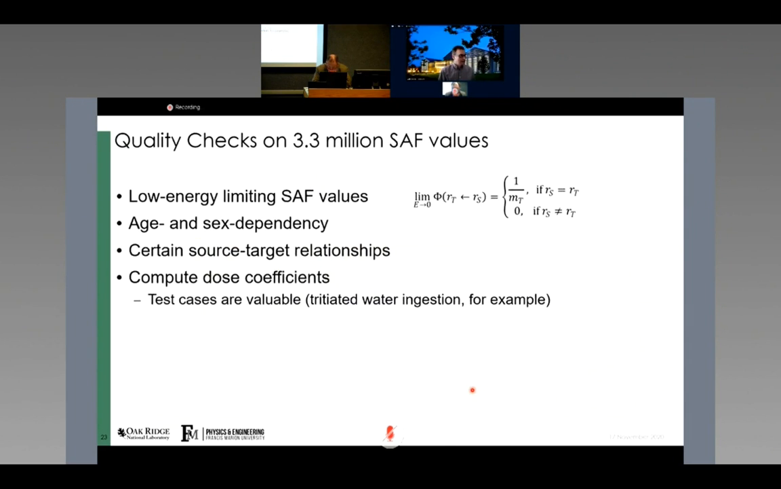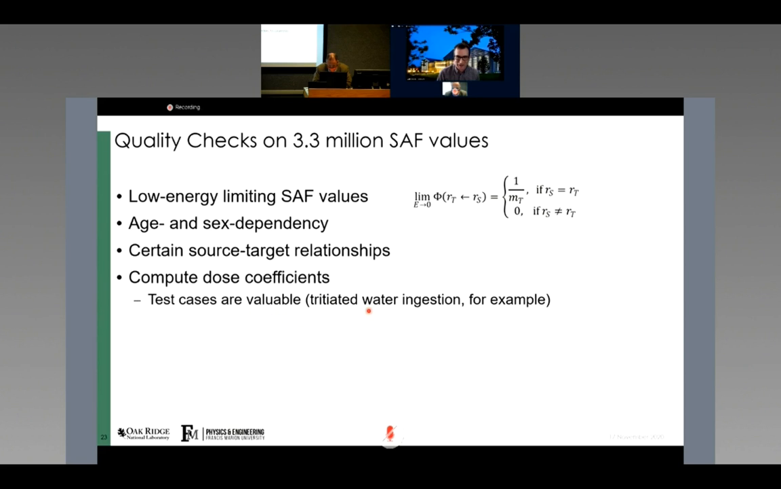Okay, so then quality checks. We've got now our 3.3 million values. How do we go about looking to make sure everything's okay? There are four general things we do. We look at low energy limiting values for SAFs, because we can compute those theoretically and check to make sure that we're hitting those marks. We look for age and sex dependency. We look for certain source-target relationships that speak to one another. And then one of our favorite tools is to go ahead and compute dose coefficients and perform test cases.